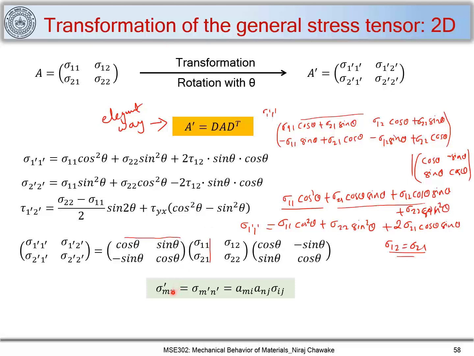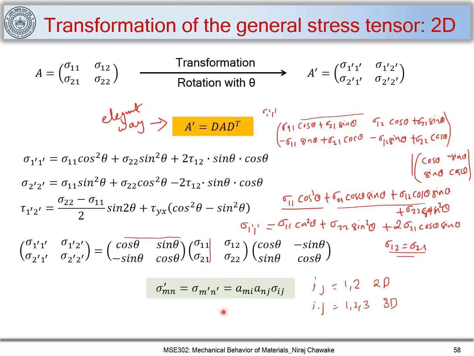So you write sigma m dash n dash, which is nothing but sigma dash mn, and I can write this as equal to a_mi a_nj into sigma ij. So this is a compact way of representing all this transformation. When ij varies from 1 to 2, it represents a 2D state. When i and j change from 1 to 3, it is a 3D state. So this is a very elegant way of representing this.